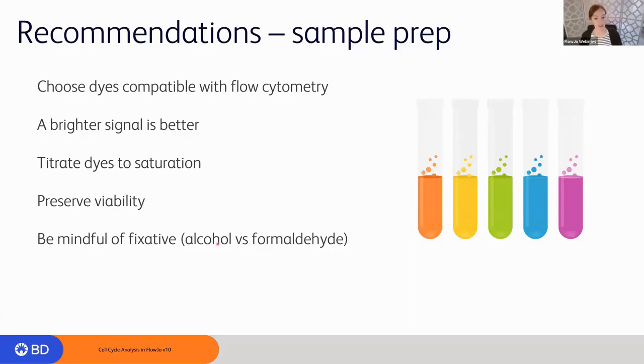And just a note about fixatives: there are kind of two classes of fixation for cell cycle assays, alcohol and formaldehyde. I think alcohol is the gold standard because it reduces the width of our histogram peaks. It makes them a little bit cleaner and tighter, and so easier to discern a good G0/G1 and G2/M. But that being said, it's incompatible with a lot of fluorescent dyes.